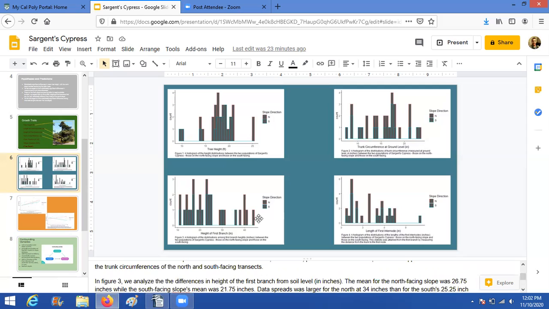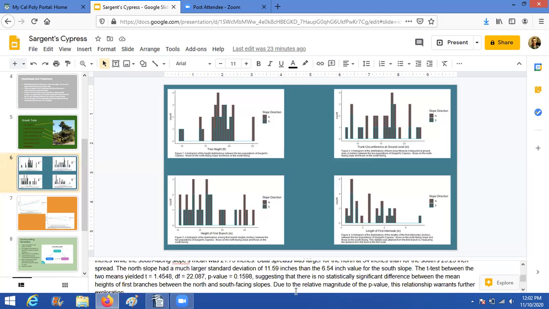Figure 3, we analyze differences in height of the first branch, that is, from soil level. The mean of the north was 26.75, while the south was 21.75. Pretty different. You can see the difference in this graph here. Much higher values exist for the north than for the south. Data spreads were larger for the north at 11.59 than 6.54 for the south.